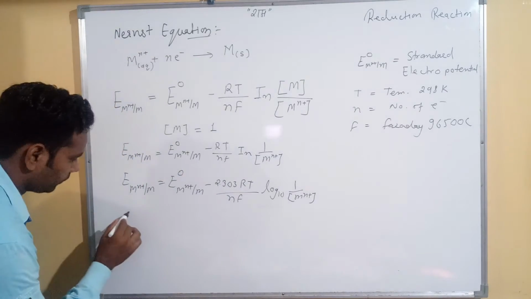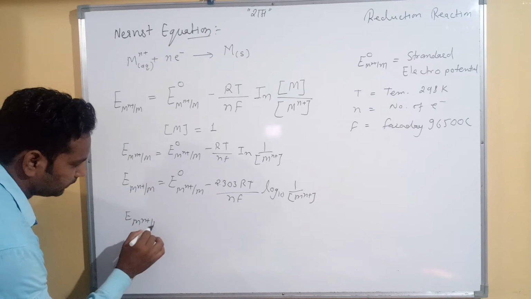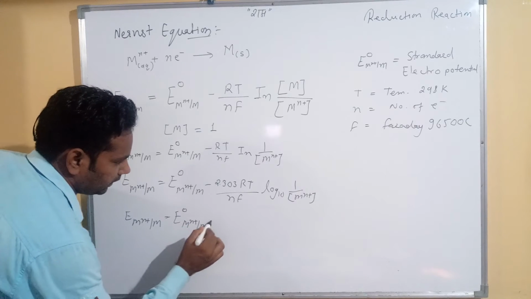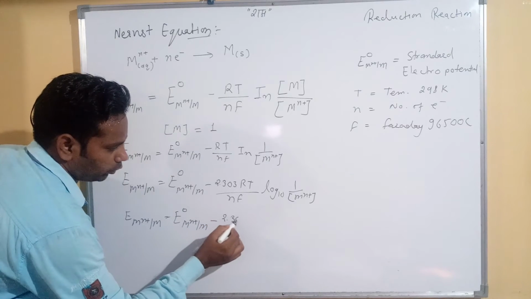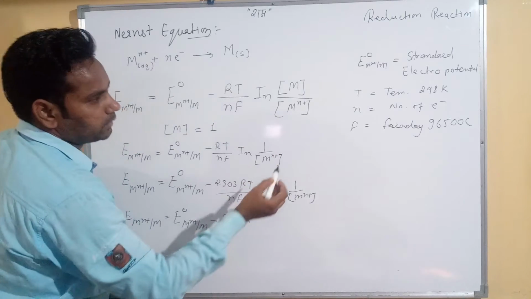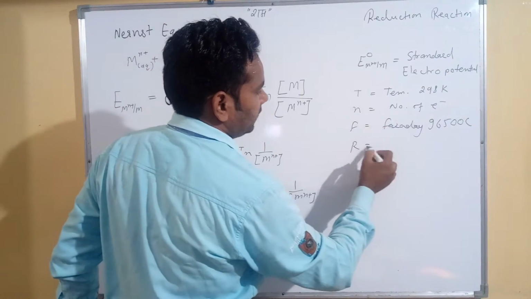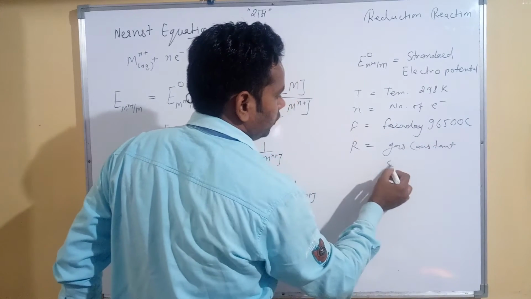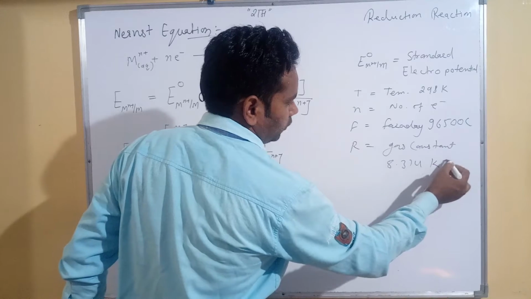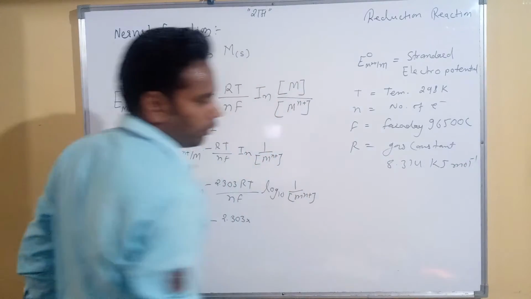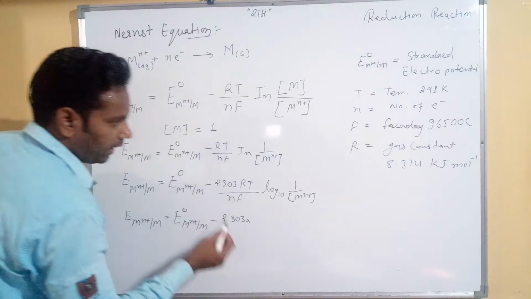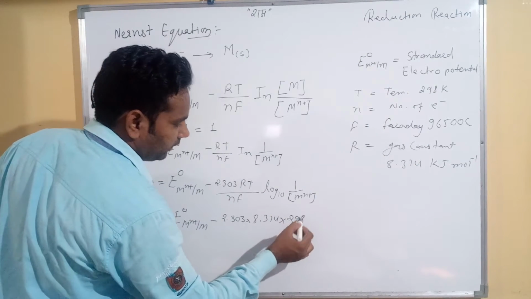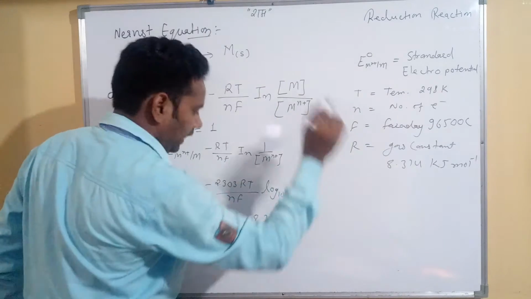So what changes in this equation is E naught M^n+ upon M is equal to 2.303 R. How much is the R value? We have not written it here. R is the gas constant, and its value is 8.314 Joule per Kelvin per mole. So R is 8.314, into T, which we take as 298 Kelvin.